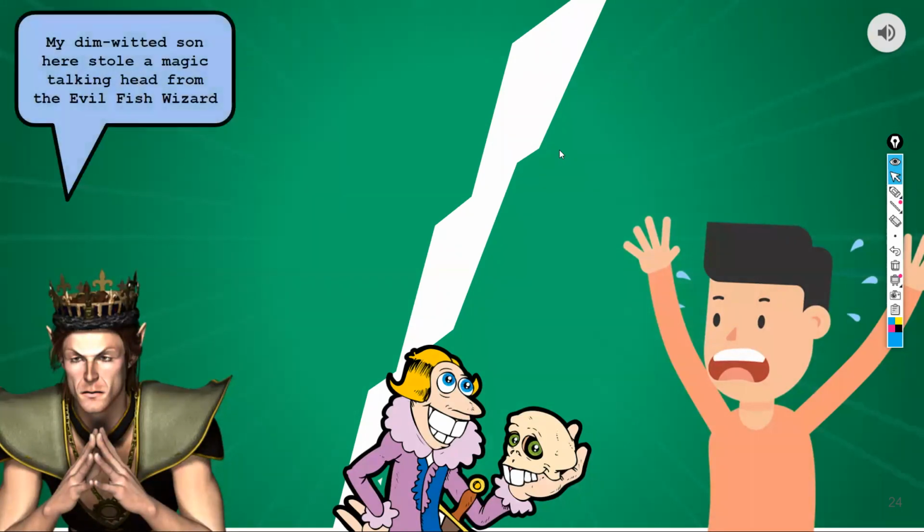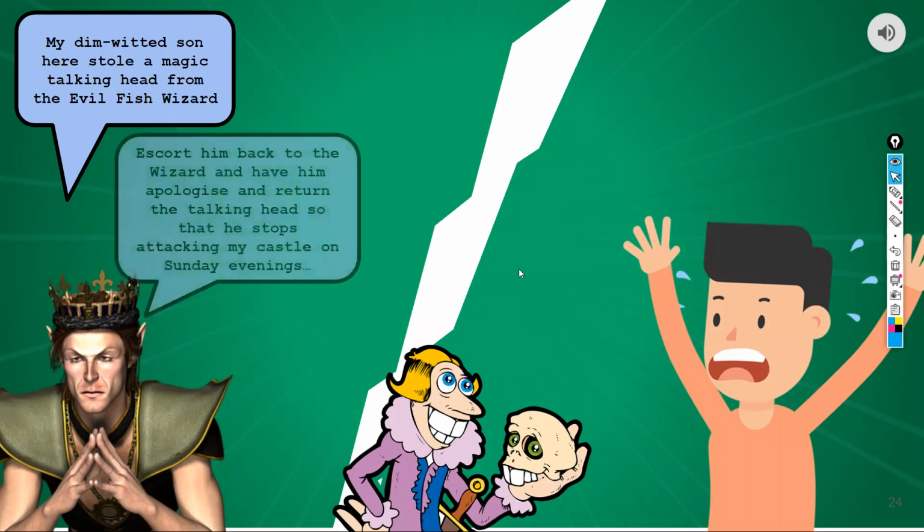But they have a quest for them, right? So apparently his son here, this guy in the middle here, stole a talking skull from an evil fish wizard. Not too sure how this is going to turn out. Right, so I guess the wizard is angry that something has been stolen from him, and he's been attacking the castle, apparently on Sundays.